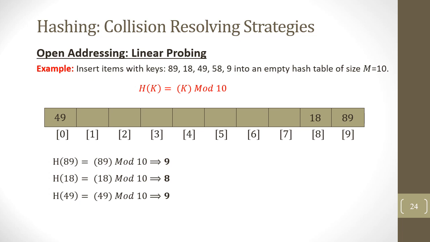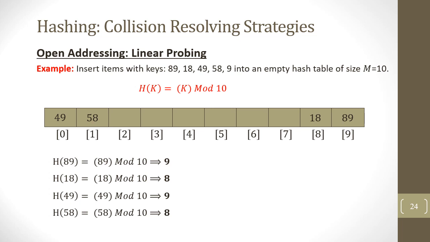After that, we need to insert 58. We take mod 10 of 58, which is again 8. So the 8th location is already occupied. So using linear searching, we look at the next slot, which is already occupied. We look at the next slot, which is also occupied. Then we look at the next slot, which is empty. So here, the first slot is empty. We will place 58 in this first slot.